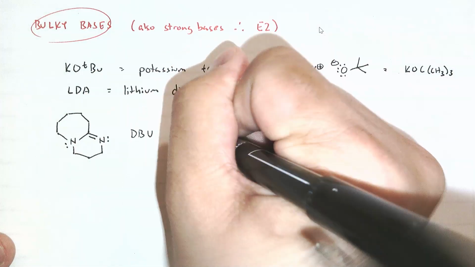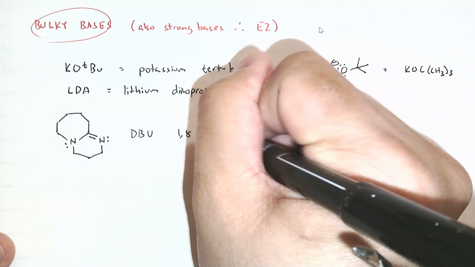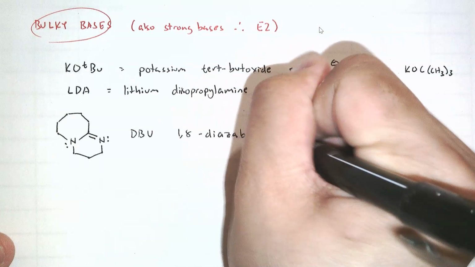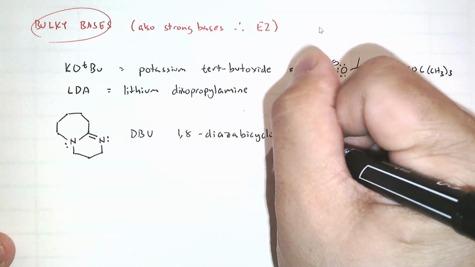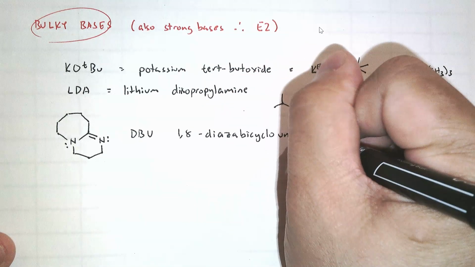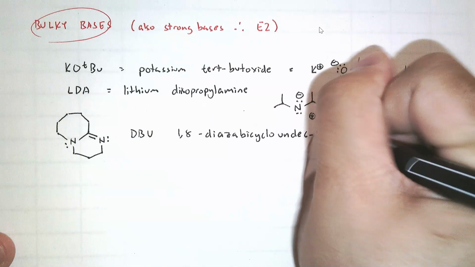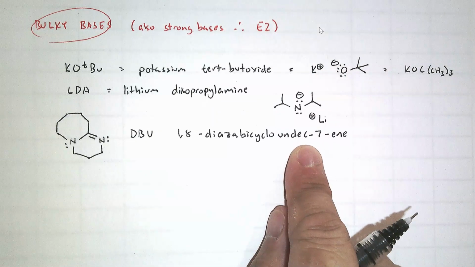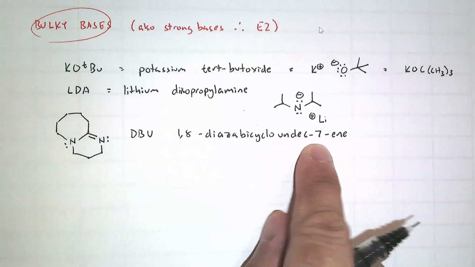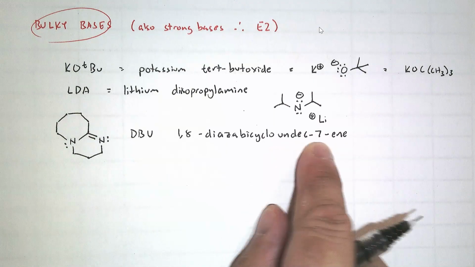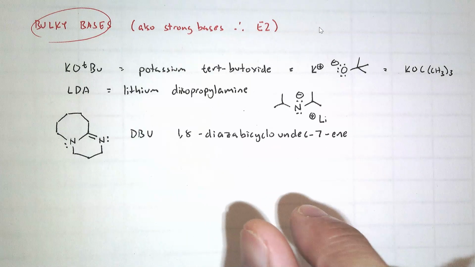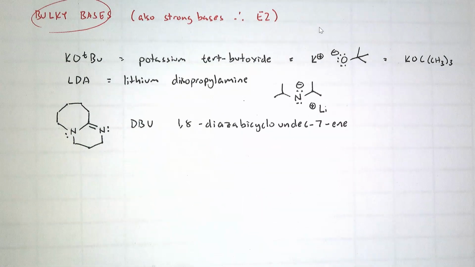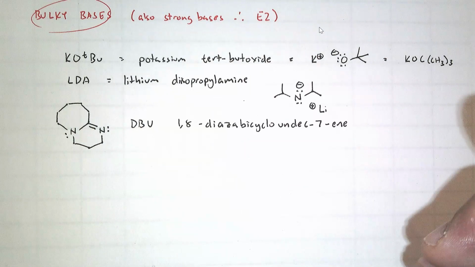This has a long name. 1,8-diazabicycloundec-7-ene, for the 7-membered ring. Don't worry about the name. It's DBU though. Okay, those are your 3 bulky bases.